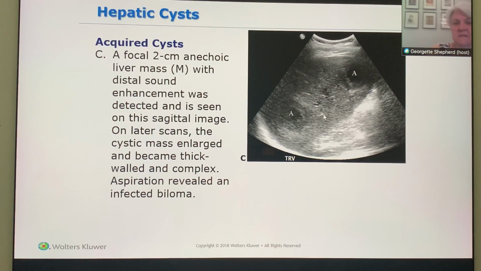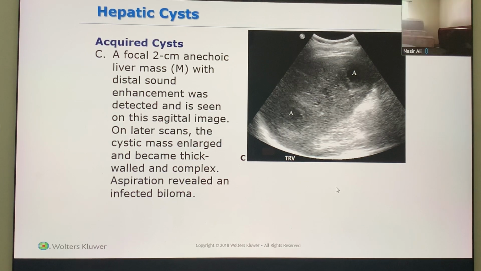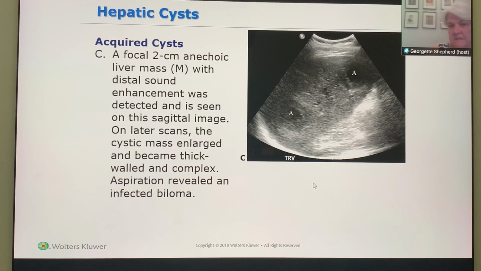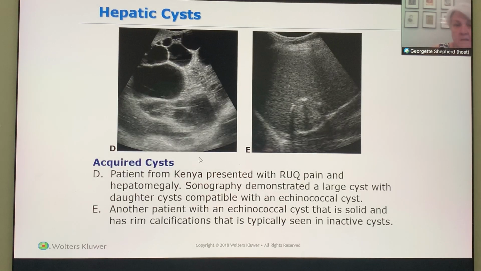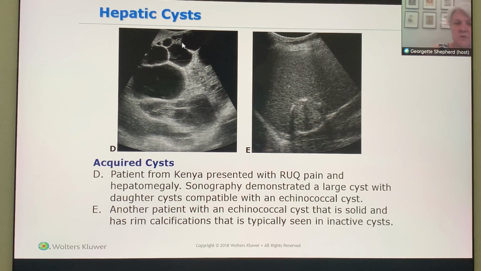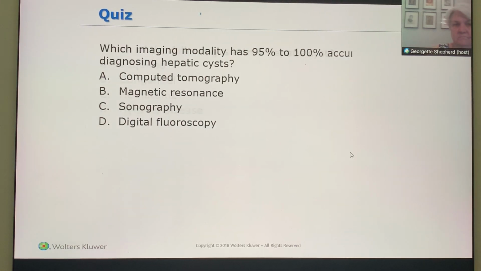Acquired cysts. These on biopsy were biliomas. A cyst full of bile. This is an echinococcal cyst. Tapeworm. And you can see that there are daughter cysts.